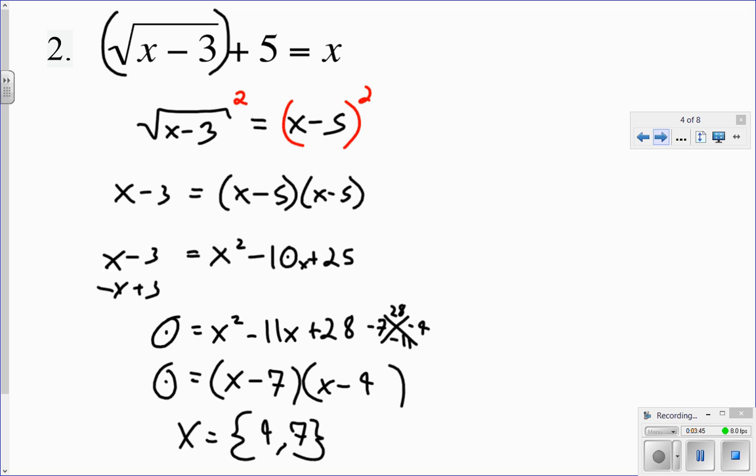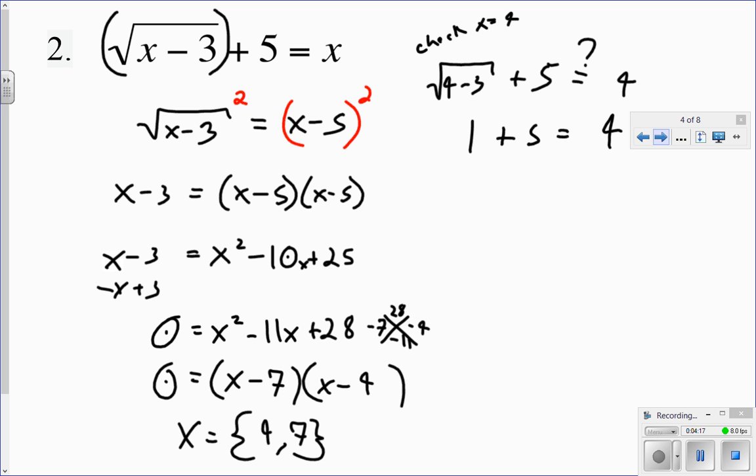I need to check these for extraneous solutions. So when I plug in 4, I'm going to check x equals 4, and I'm going to get the square root of 4 minus 3, plus 5. Is that equal to 4? Question mark. 4 minus 3 is 1. Square root of 1 is 1. Plus 5 is equal to 4. So, no, not equal to. x equals 4 is not a potential solution. x equals 4 is an extraneous solution.